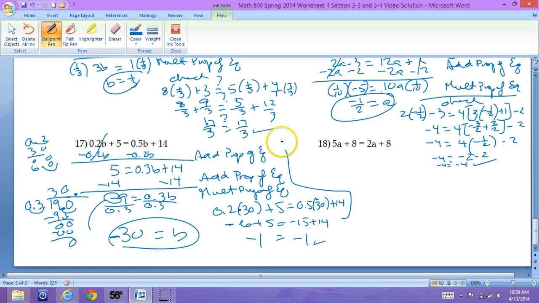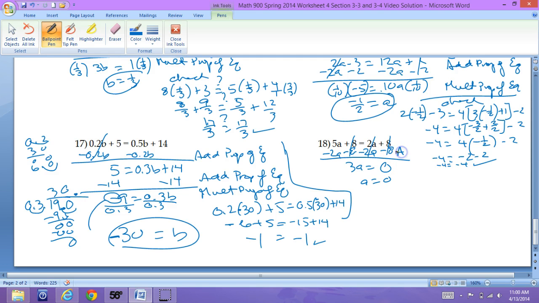So over here, this last problem, number 18, subtract 2a from both sides. And subtract 8 from this side. Oh, this is going to be one of those easier ones. So this is a 0 pair, 8 minus 8. 2a minus 2a is a 0 pair. 5a minus 2a is 3a. But 8 minus 8 is also the 0 pair, so something interesting happened. So 3a equals 0, we know that a equals 0.